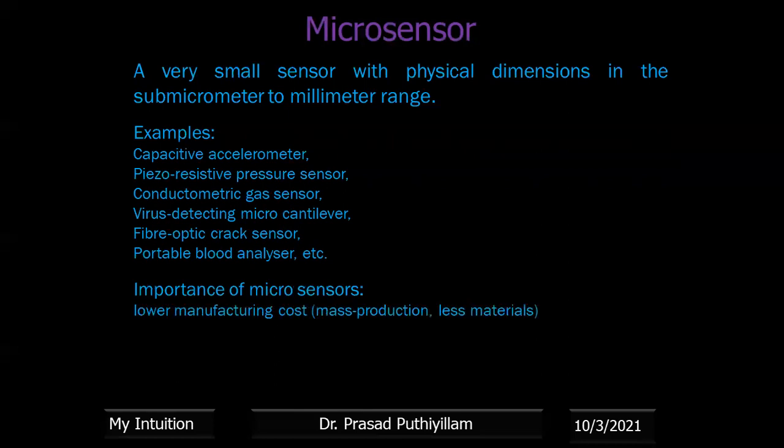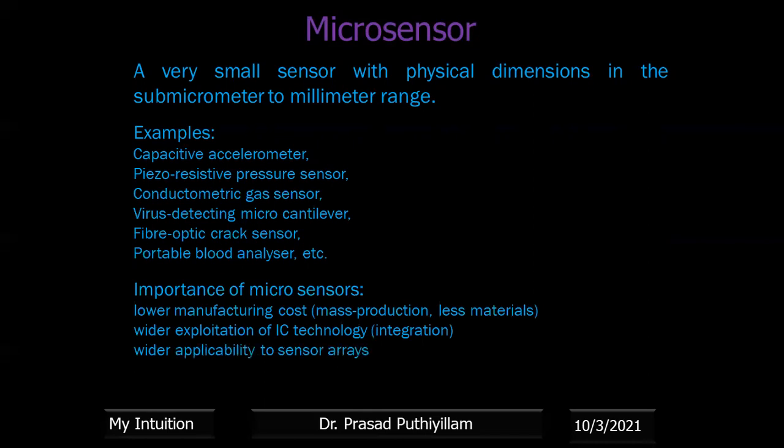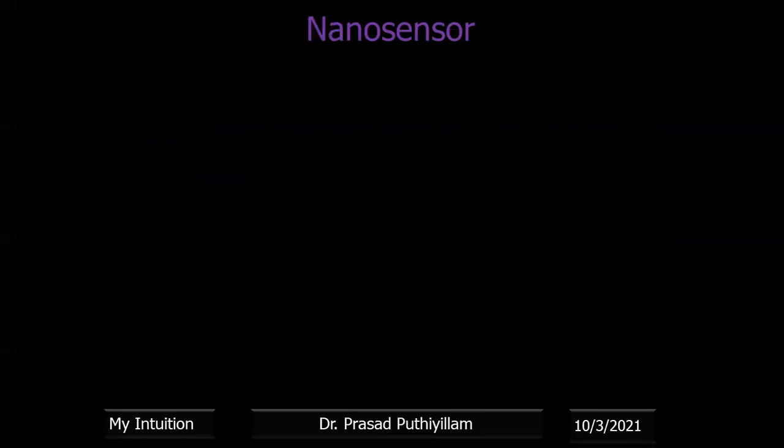What is the importance of a microsensor? It is easy to produce, mass production is possible, and very little material is required because the size of the sensor is at the micro level, not a macro sensor, a very big device. It is a very small device called a micro sensor. So there is lower manufacturing cost. And for integration purposes, integrated chip technology has wider exploitation and application to sensor arrays, and it has a very low weight. That means you can carry it, that means greater portability with micro sensors.